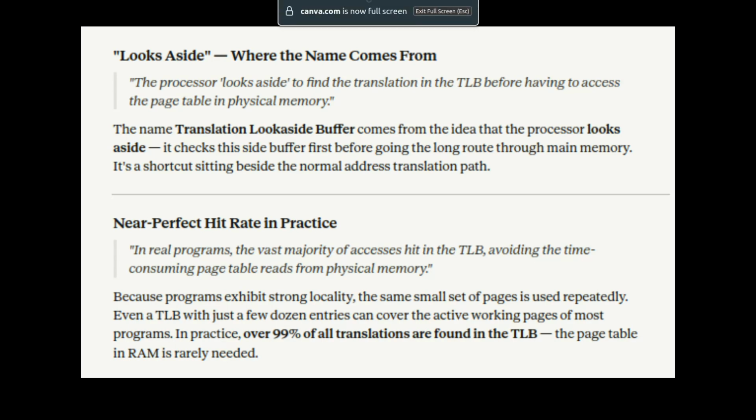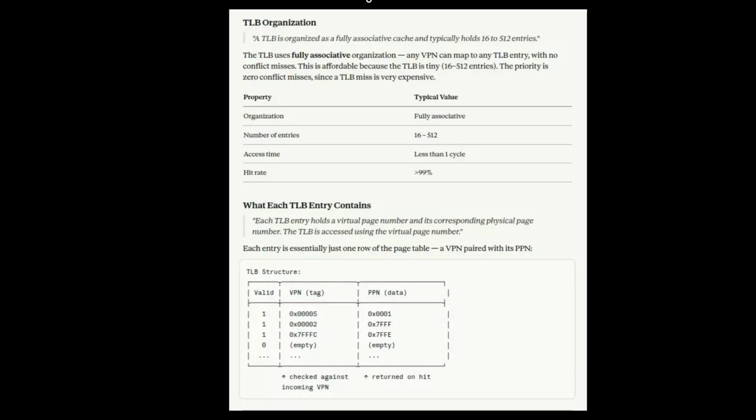So the processor looks aside to find the translation in the TLB before having to access the page table, which is present in the physical memory. In real programs, the vast majority of accesses happen in the TLB itself, avoiding the time consumed by accessing the page table in physical memory. Understood? So now, if I'm talking about TLB organization, a TLB is organized as a fully associative cache.